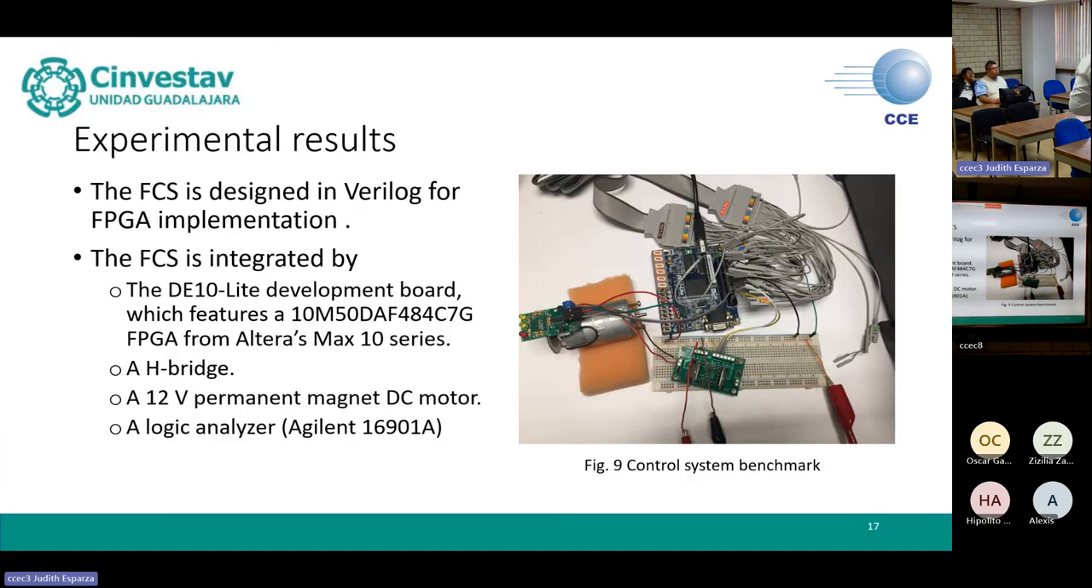And for the experimental results, the FCS is designed in Verilog for FPGA implementation. The FCS is integrated in one FPGA, the MAX 10 series from Altera, on the development board, with an H-bridge, a 12 V permanent magnet DC motor, and a logic analyzer.